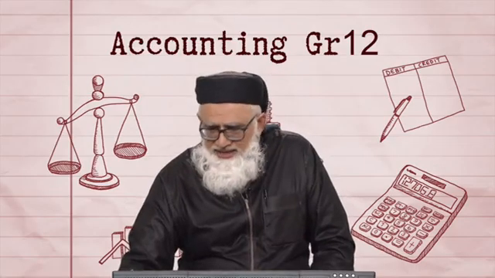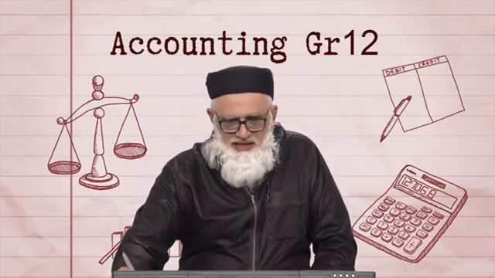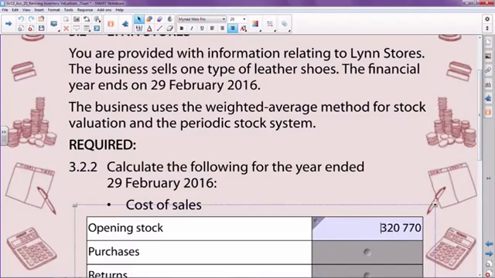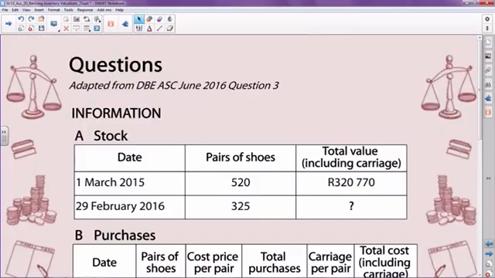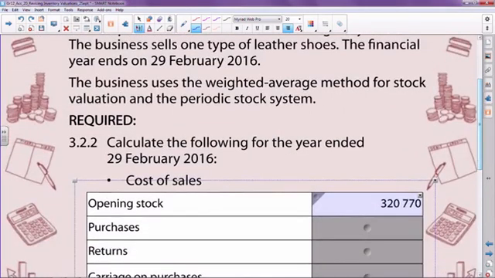Okay, let's go on. The next thing that we needed to calculate was the cost of sales. Now, obviously, this is very, very important. We are using the periodic inventory system. So we start off by taking the opening stock. The first item that we have is our opening stock. Remember, this figure is given to us. There is my opening stock figure of 320,770.